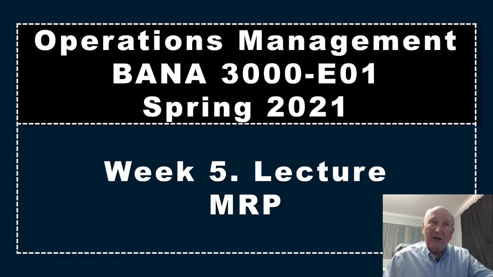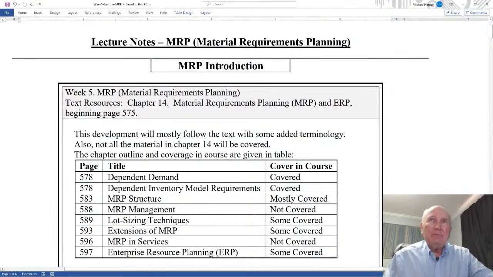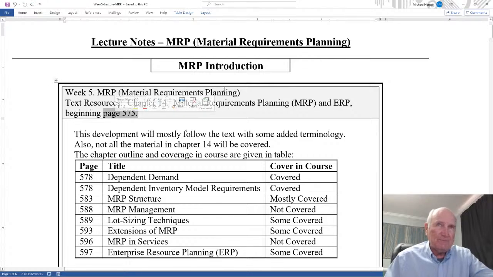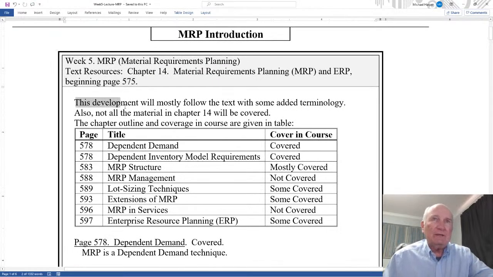And this lecture is on MRP. So let's bring up the notes. Now, MRP stands for Material Requirements Planning. And Week 5, which is MRP, the text resources are Chapter 14, Material Requirements Planning and ERP, beginning on page 575 in the textbook. Now, this development will mostly follow the text with some added terminology.